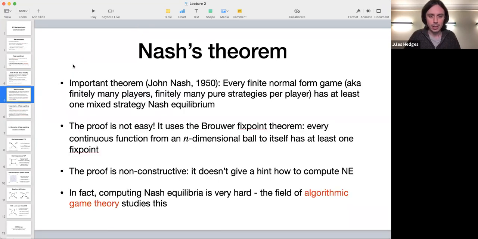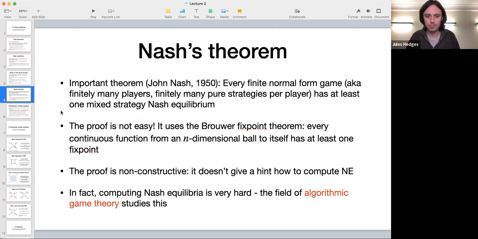There is a major reason why Nash equilibria are very important in game theory, which is Nash's theorem. Nash's theorem is something like the fundamental theorem of game theory, one of the very old and fundamental facts that motivated the development of game theory. It says that if you have a finite normal form game, so you have finitely many players and every player has finitely many pure strategies, then this game must have at least one mixed strategy Nash equilibrium. In general, it can have more than one, but it must have at least one.